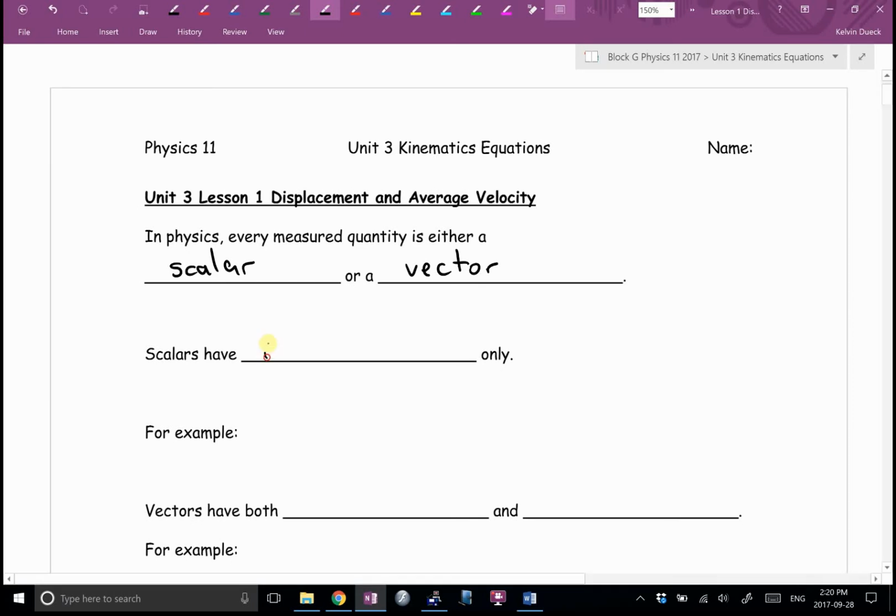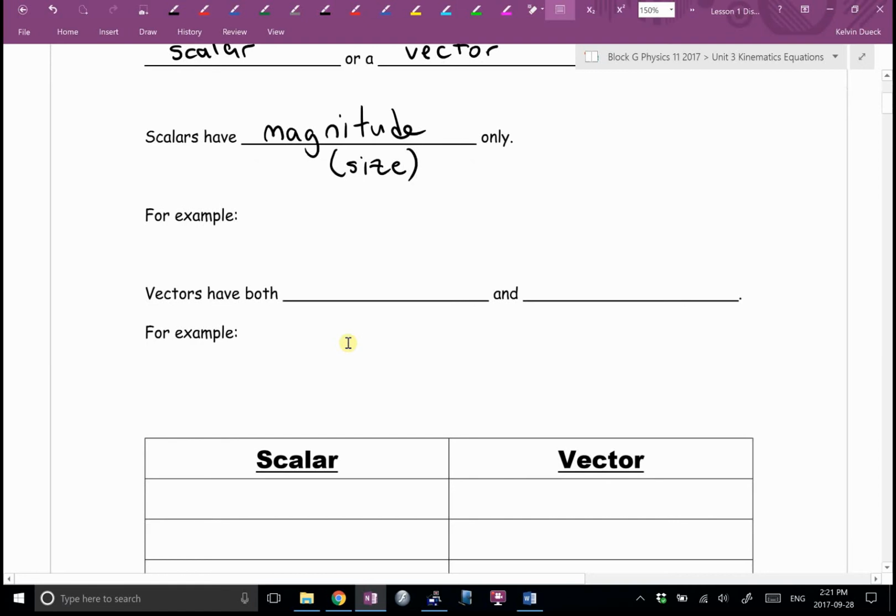Scalars have magnitude only. Magnitude is a fancy schmancy word for size. What are some examples of scalars? Time is a scalar. Mass is a scalar. There's more.